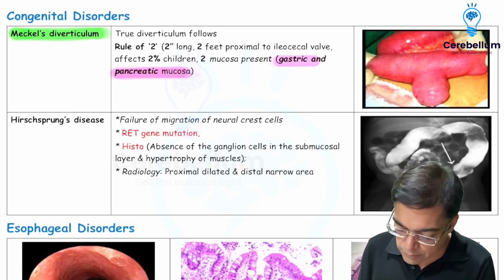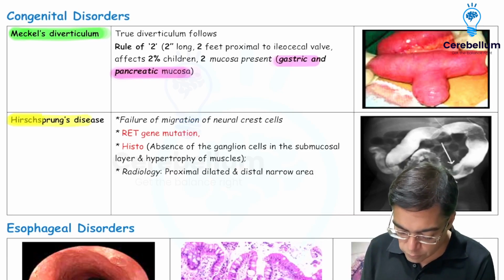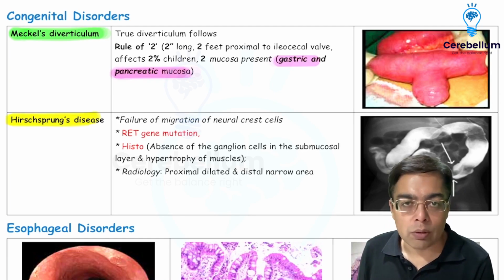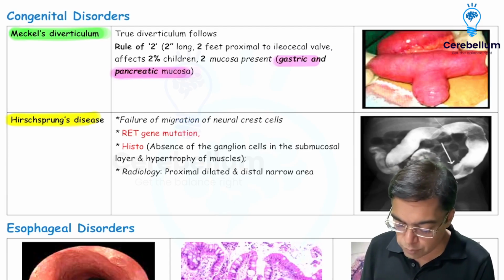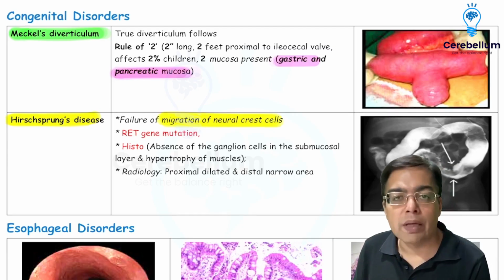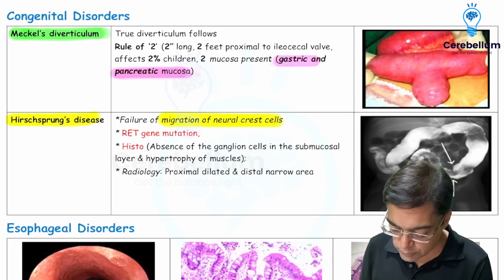The second important example of a congenital disorder that we need to have an idea about is Hirschsprung disease, which is characterized by an embryonic problem, failure of migration of the neural crest cells. This can be associated with the presence of RET gene mutation, and characteristically, histologically, there would be absence of the ganglionic cells in the submucosal layer.